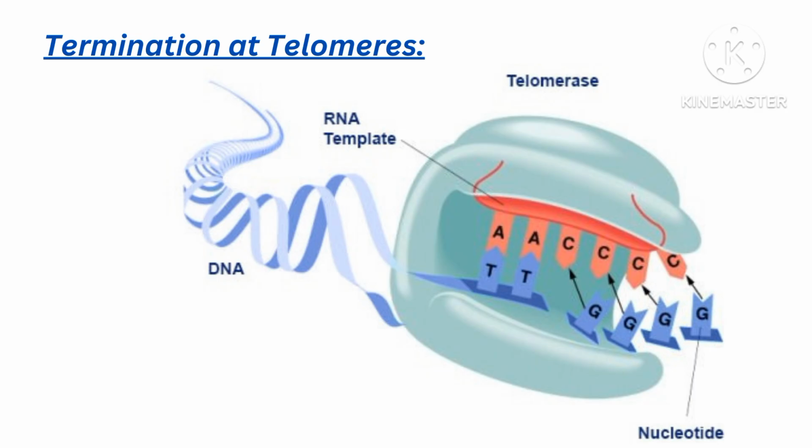Telomerase, a ribonucleoprotein enzyme, extends the 3' end of the telomere by adding repetitive sequences using its RNA template. This ensures the lagging strand can be fully replicated without loss of genetic information. After replication, telomeres are capped by the shelterin complex, which protects them from being recognized as DNA breaks and prevents chromosomal instability. That's the end of DNA replication process.